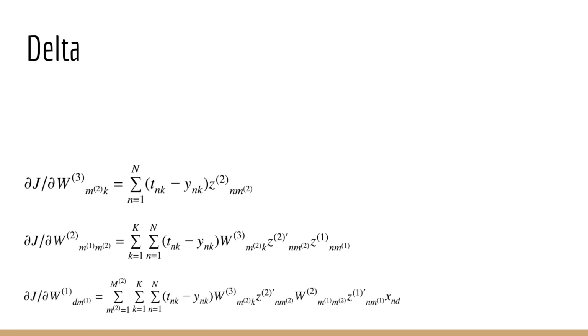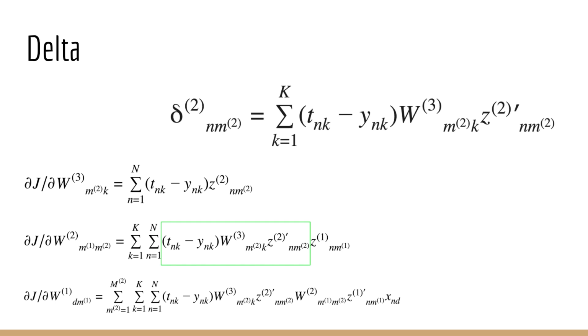The second delta must be everything up to the input to that layer, meaning up to z1. Importantly, notice that z1 does not depend on k, and therefore we can include that summation over k in our expression for delta 2, which should be of size n by m2.